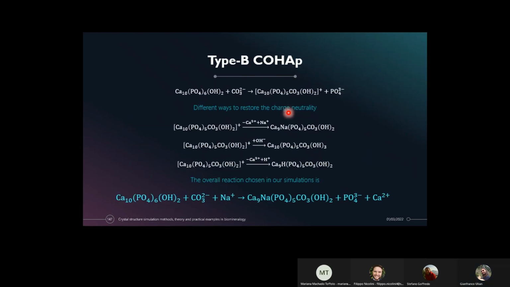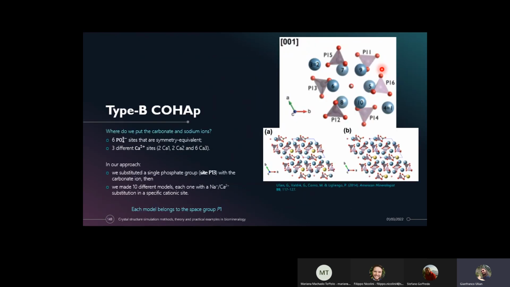Regarding the type B substitutions, we consider a physiological way to restore the charge neutrality according to the chemical composition of biological apatite in bone tissues. We substituted one calcium ion with sodium to restore the charge neutrality. We studied different models because of different symmetry in a biological apatite.